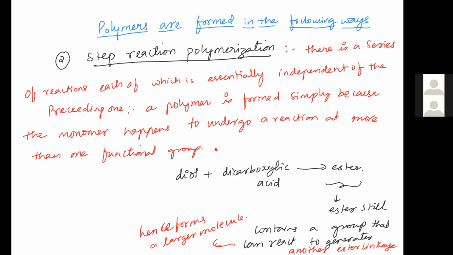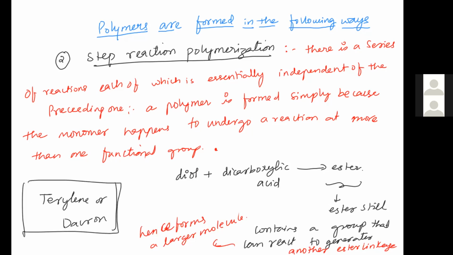I'm not writing an example because I just wrote the way it happens. So in this way, terylene or dacron and all will be formed. Before, I wrote dacron, condensation polymers. I wrote bakelite. Similarly, terylene or dacron will be formed.